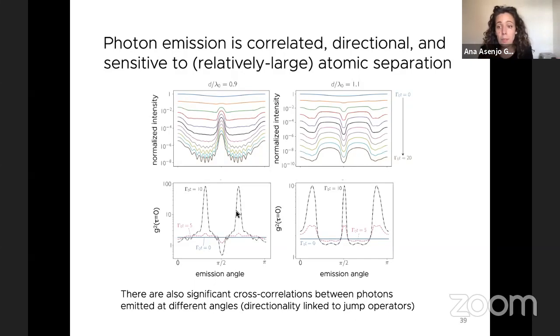And photon emission, as I've said, is correlated. There is a lot of bunching, because jumps are enhancing each other. This is the two photon correlation at the same emission angle. We're putting a detector in the far field that is detecting at some given angle theta, but you could do cross correlation at different angles. And there are correlations there as well, again because jump operators are directional, but also multi-lobe. So you could emit in this direction, but also be correlated in emitting into another direction. And hopefully, people can look at this in an experiment soon.